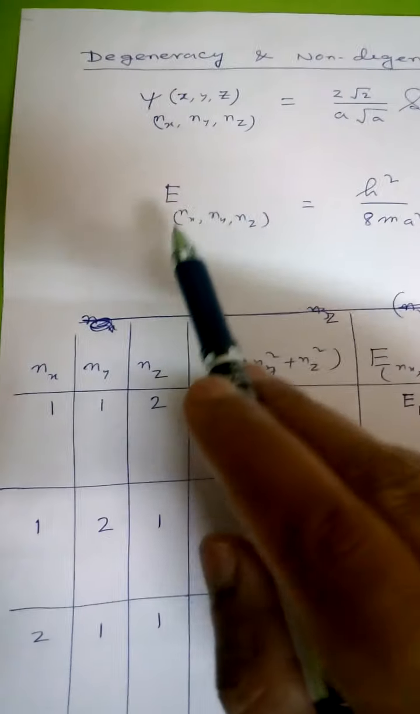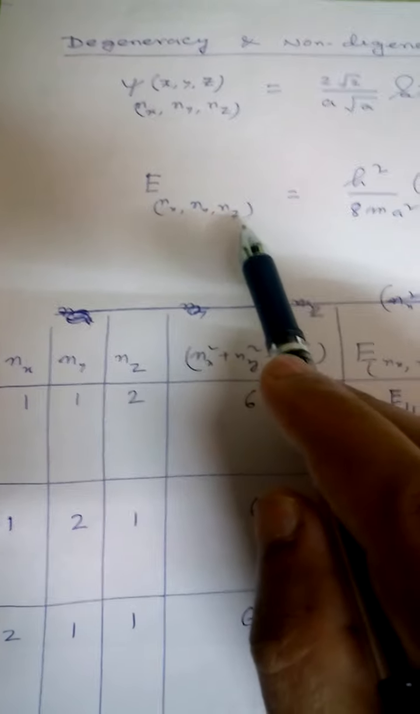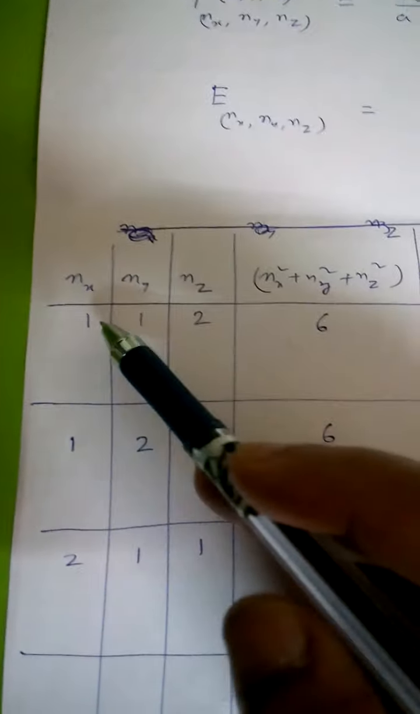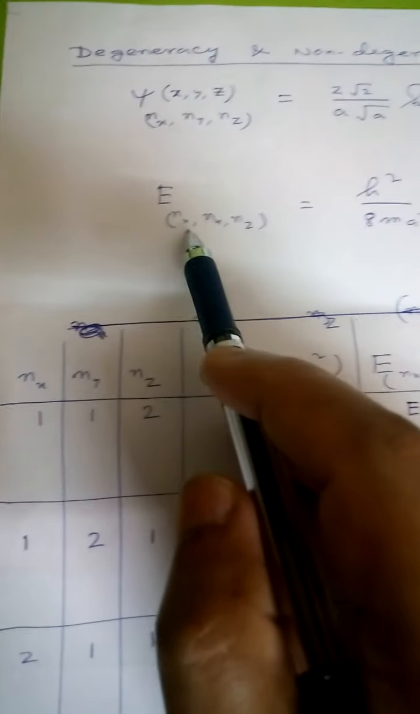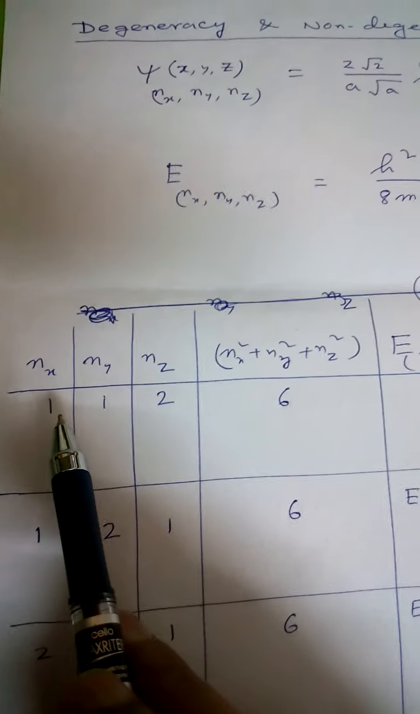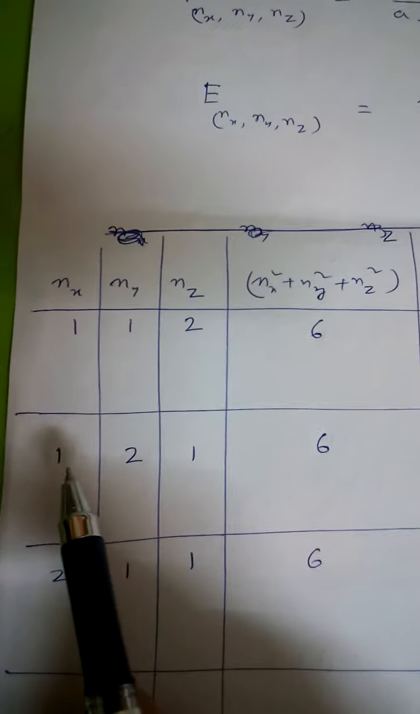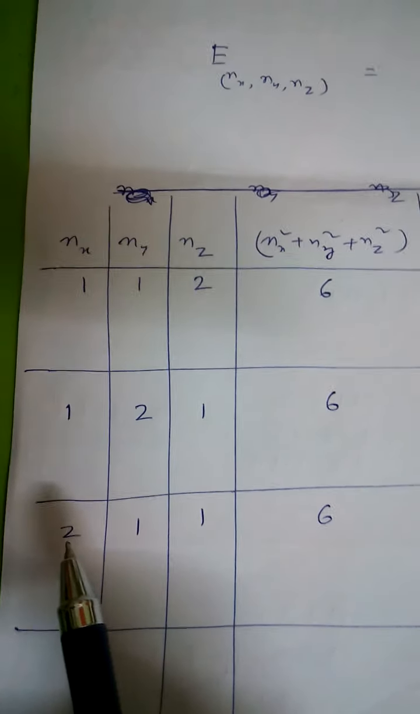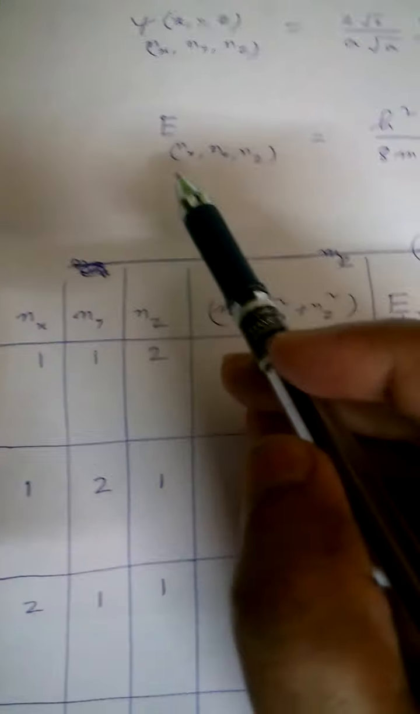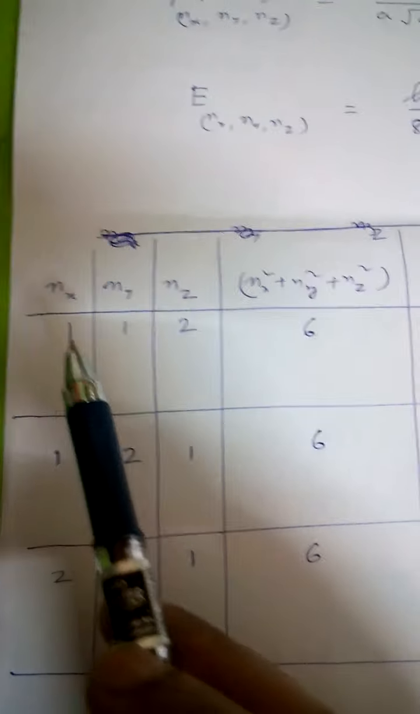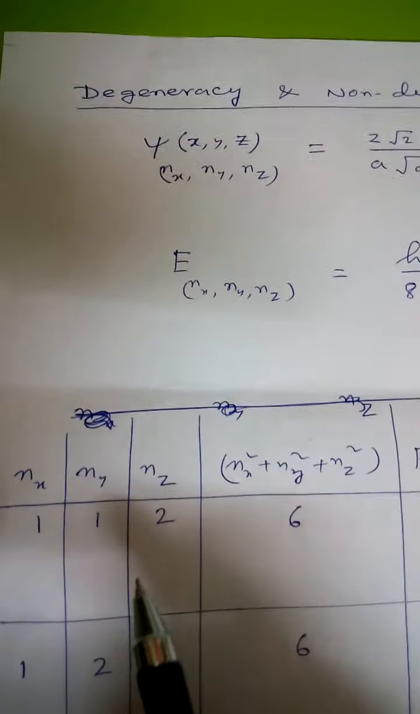So we consider the second case first, that is, for various values of nx, ny, nz, we consider three sets of nx, ny, nz. Let it be 1, 1, 2. Next we consider 1, 2, 1. Next we consider 2, 1, 1. So nx, ny, nz can be varied as 1, 1, 2, 1, 2, 1 and 2, 1, 1. Now let us see what happens for the different sets of nx, ny, nz.